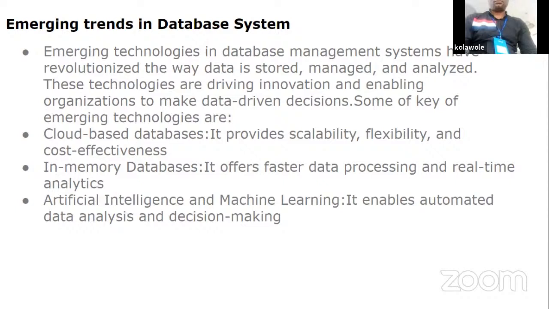Likewise, in-memory databases also offer fast data processing and real-time analytics. And we have artificial intelligence and machine learning, which enable automated data analysis and decision making. With this, we know that artificial intelligence is also an emerging technology and very efficient in data management. In an organization, you can have a trained model that, for instance, is able to predict.